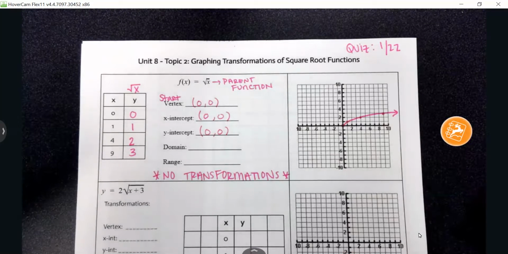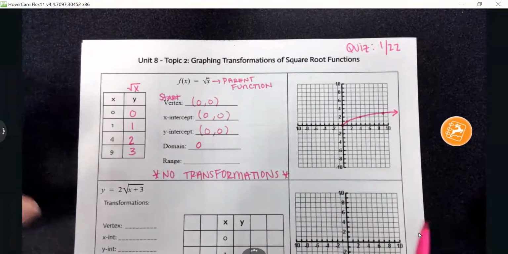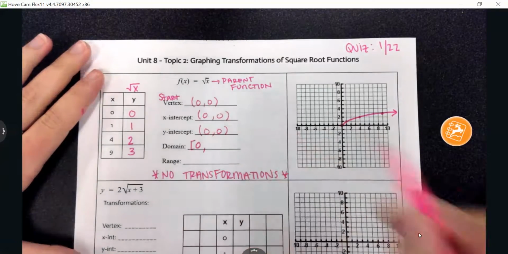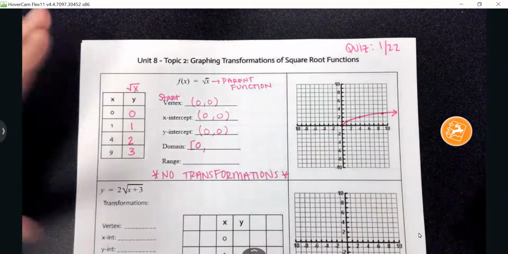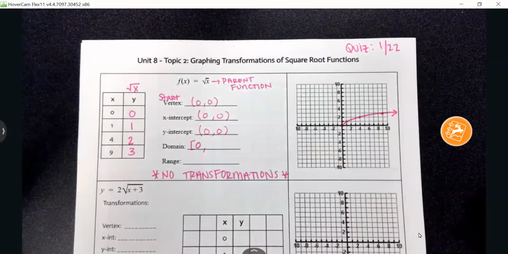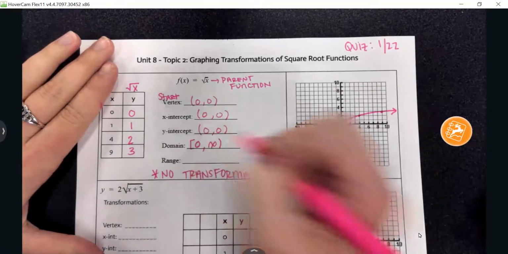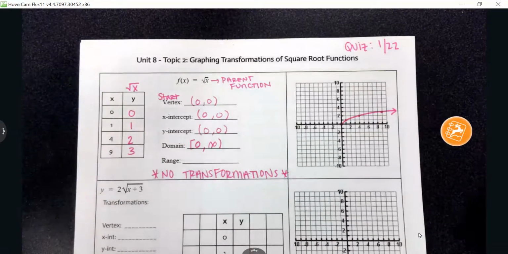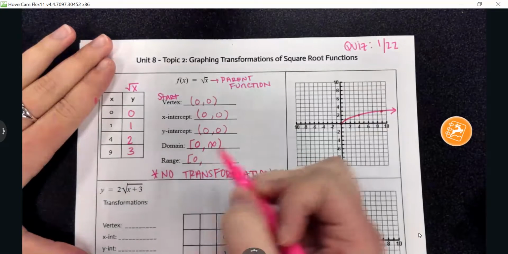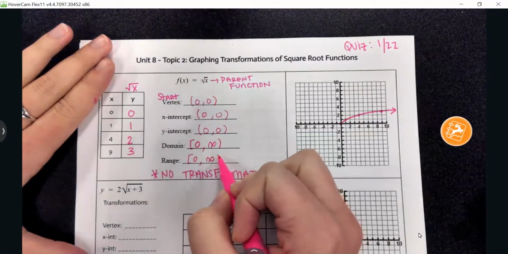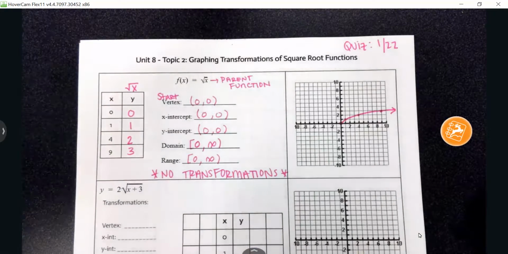What is my domain? What does it start with on the left side? 0, bracket or parenthesis? A bracket. All the way to what? It goes to infinity. Is it positive or negative? Why? Because it's pointing to the right. Very good answers. My range, where's the bottom of my graph? At 0, and it goes all the way to infinity. Positive or negative? Why? Because it's pointing up.